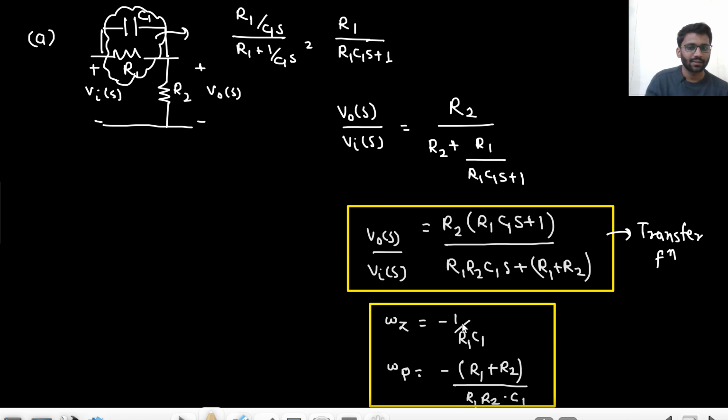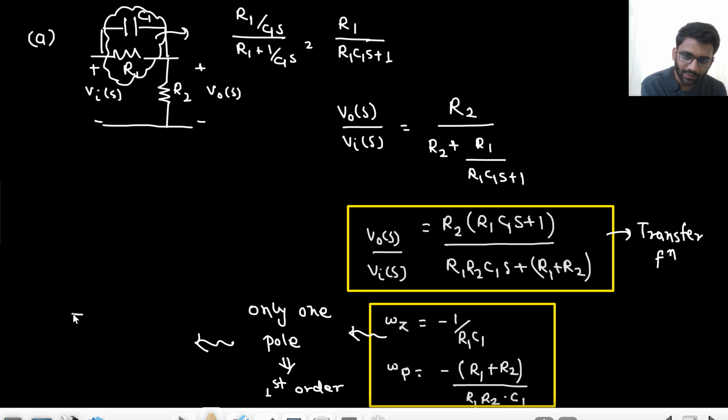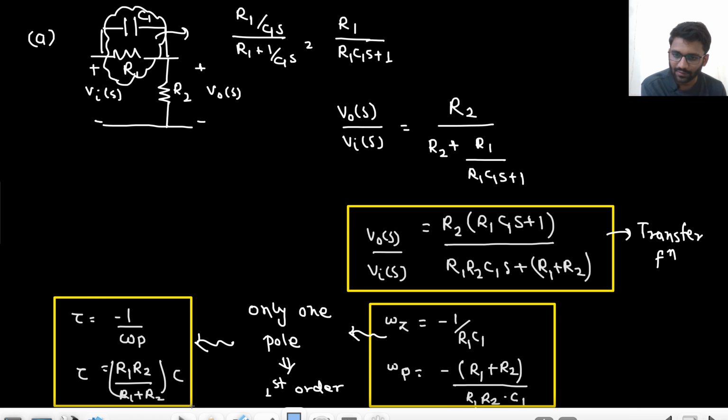What is the order of the circuit? Only one pole, so it is first order. What is the time constant? Time constant will be equal to the negative reciprocal of the pole, that would be R1R2 upon R1 plus R2 into C. So this is the time constant, right?